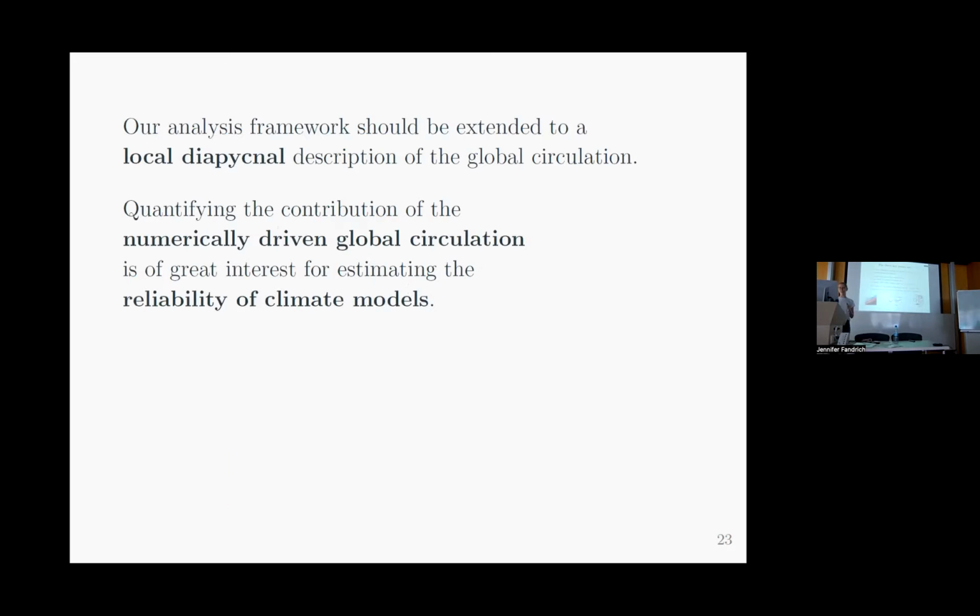And with that, to finish my presentation, we have done this for the Baltic Sea and for the case of the local diahaline description, but it is very important that we extend this to also the diapycnal, so including the temperature, and for the global circulation. And it is also very important that we find out more about the numerically driven global circulation, so that we can really find out how reliable our climate models are, or this particular part of our climate models.